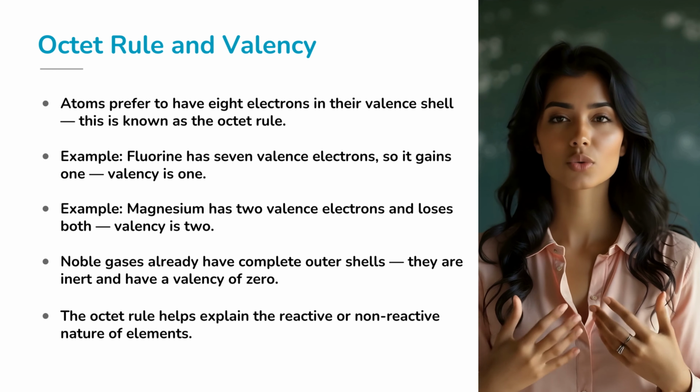And neon? It already has a full octet, 8 electrons in its outer shell. It doesn't need to gain or lose anything. That's why neon doesn't form compounds. Its valency is 0. So valency isn't just about counting electrons. It's about finding the most energy efficient way to get to a full outer shell.